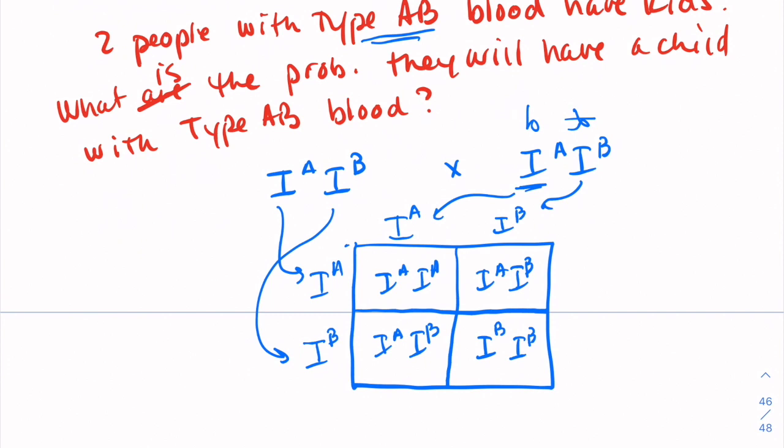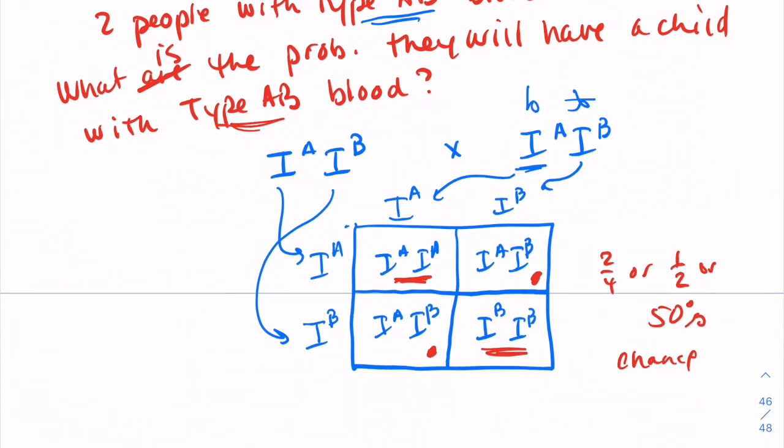So wait, what did we ask here? What is the probability they will have a child with type AB blood? This person's got AB blood. This square's got AB blood. That's 2 out of 4, or 1 in 2, or a 50% chance. Notice also they have a 1 in 4 chance of having a kid with type B blood and a 1 in 4 chance of having a kid with type A blood.